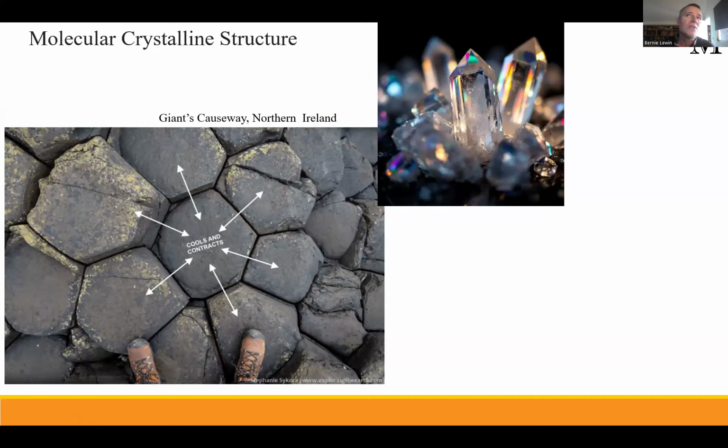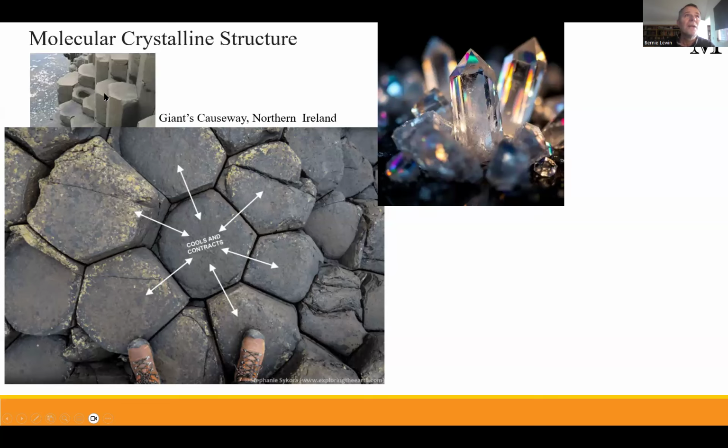And this is what we see with crystals as well, where the structure of the crystal at a molecular level can be writ large as the crystal grows in a uniform way, as with these crystals here. So the Giant's Causeway can be amazingly uniform. It's incredible.